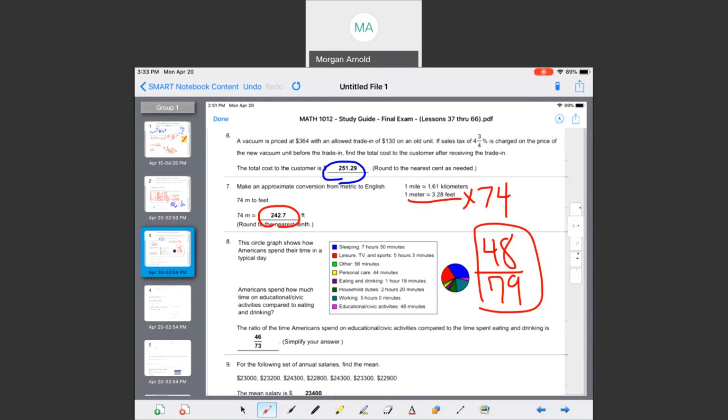Question 9. For the following set of annual salaries, find the mean. All you do is add all of these amounts together and then divide by 7. So when you do the calculations on your own, you should get a mean or average of $23,400.